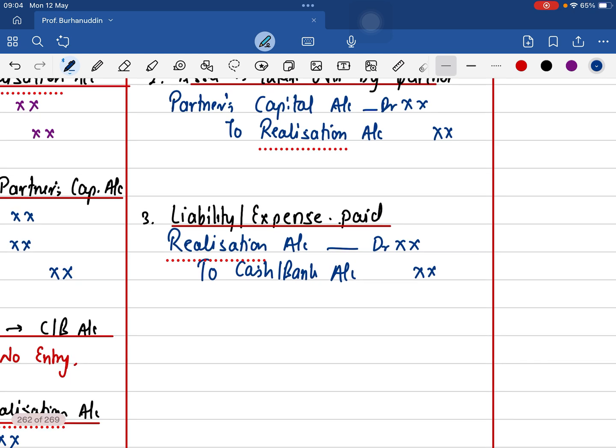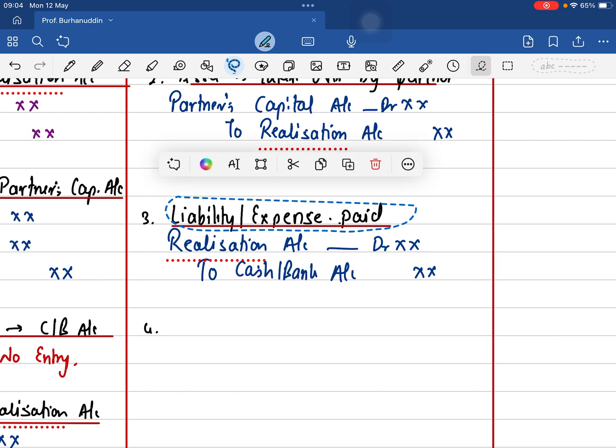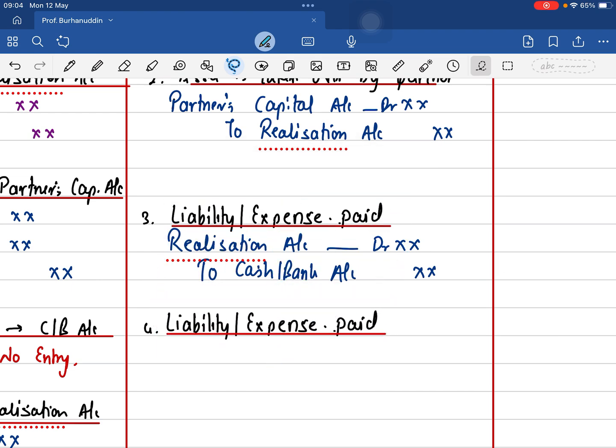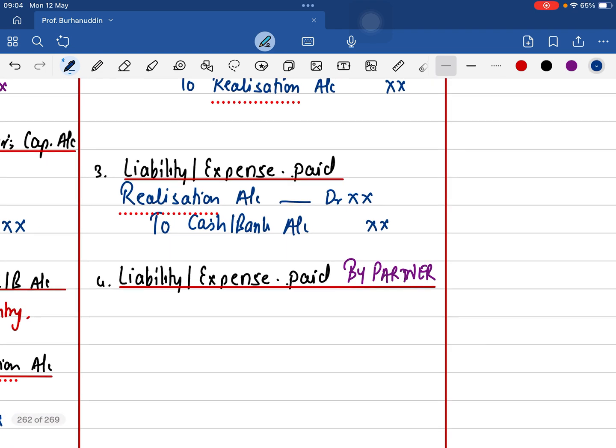Too good. The fourth adjustment. What if the liability or any expense is paid, but not from the firm's pocket, but by the partner? Who is paying? Realization to partner's capital. So here the entry would be realization account debit.